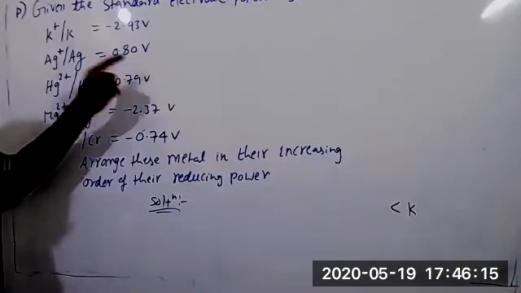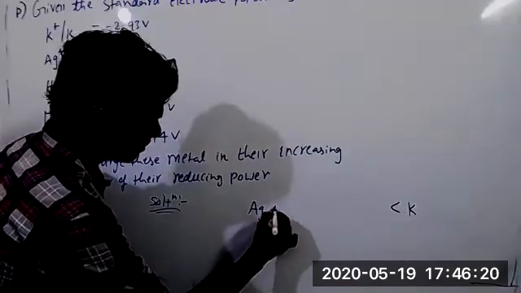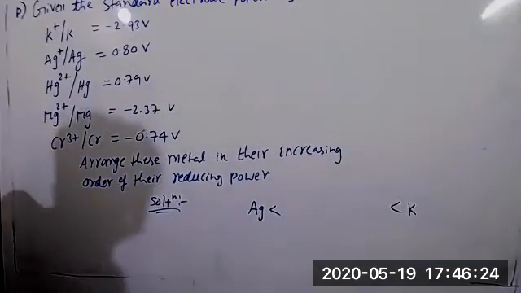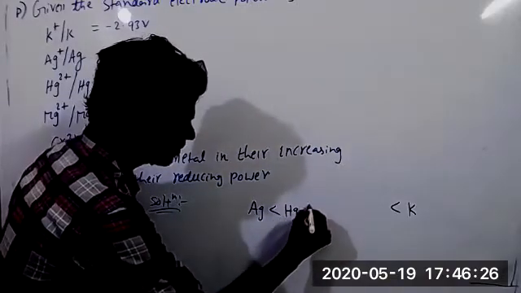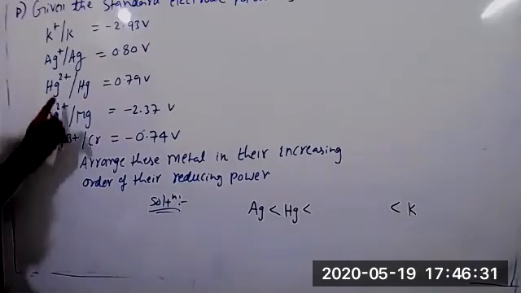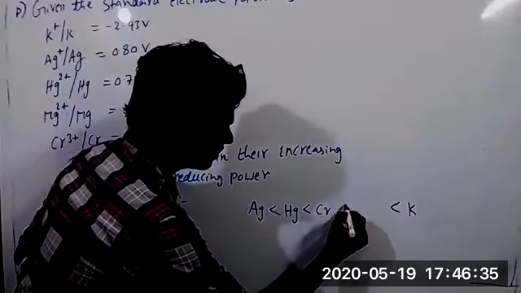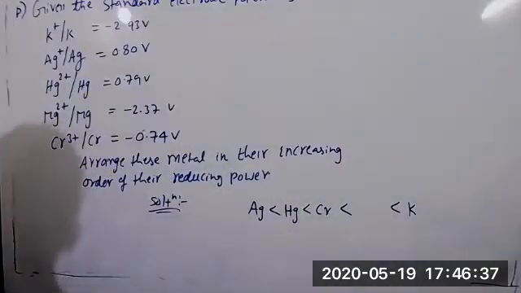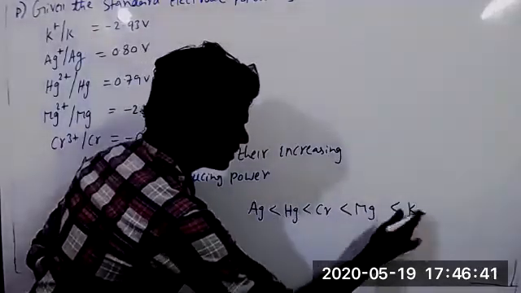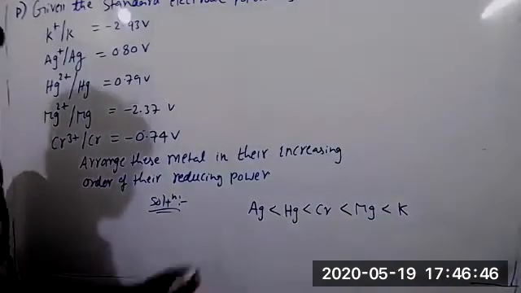Silver, 0.8, correct, Ag. Then mercury, Hg. Next, chromium. Further, magnesium. This is the correct order. So potassium is the best reducing agent. Write that down.